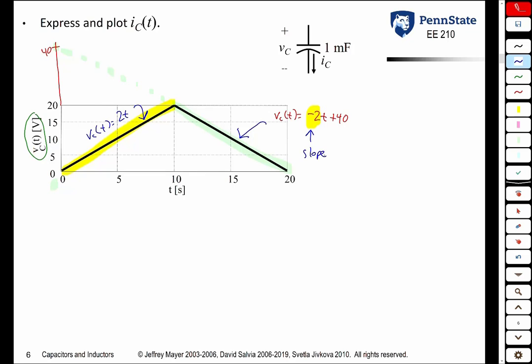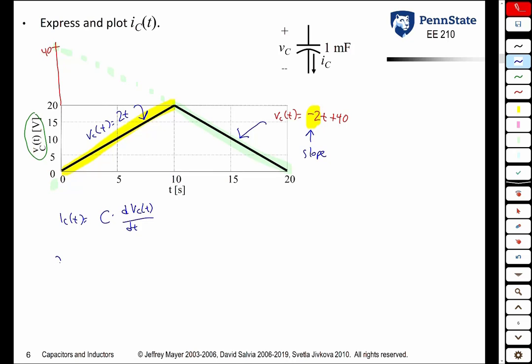Okay, so now we have an expression for VC of t for the two line segments. So now we can solve for IC of t. IC of t, as we remember, is C, which is 1 millifarad, times dVC of t/dt. Since we have two distinct slopes here, we're going to have two distinct regions for the current.